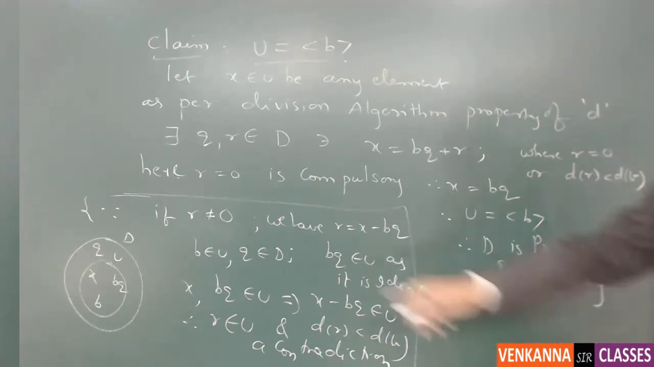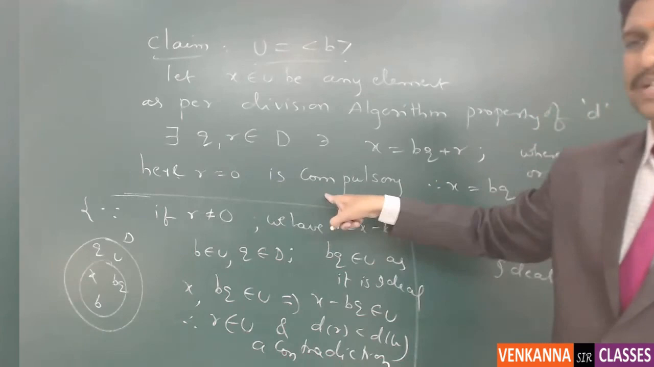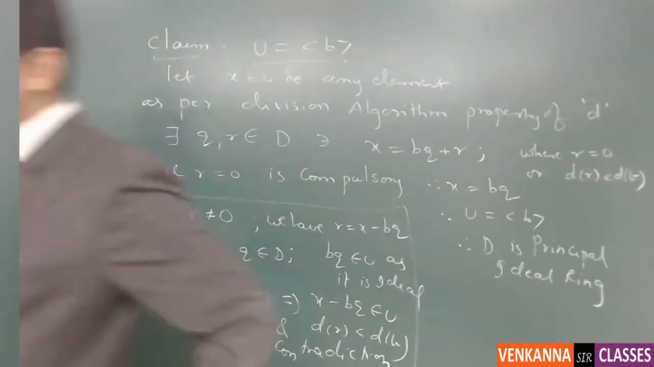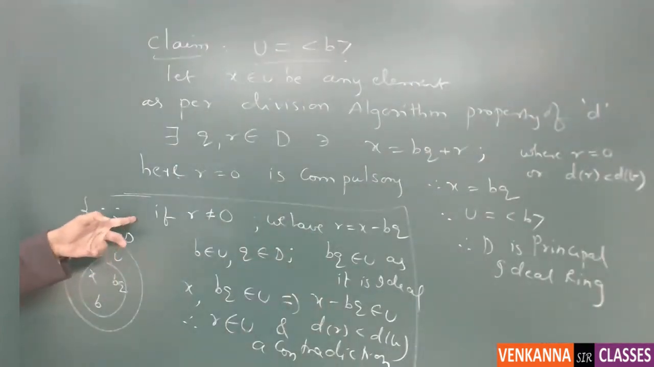Now the question is, why is R equal to 0 compulsory? Now what happens if R is not equal to 0?